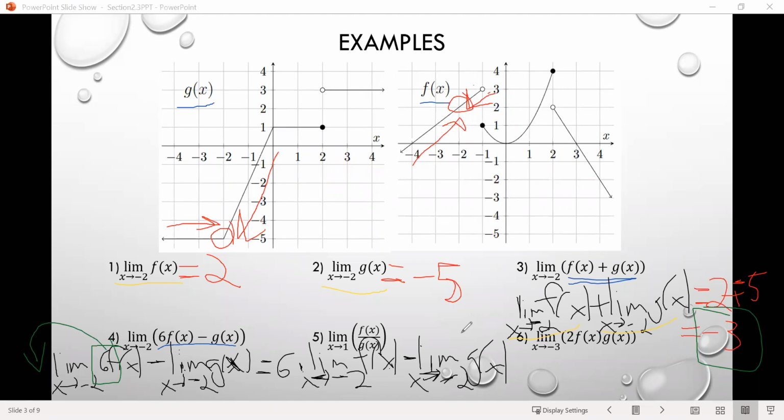And now we can make substitutions for the limit of the f of x and the limit for the g of x. And I'm sorry, this is getting a little bit sloppy. But what we'll end up getting then is 6 times the limit for the f of x, which was 2, minus the limit for the g of x, which was -5. So this will become 12 plus 5, which gives us then 17. So that one there is 17.